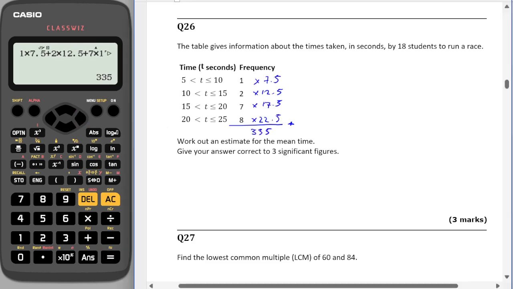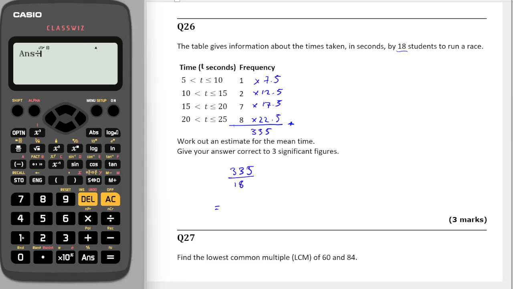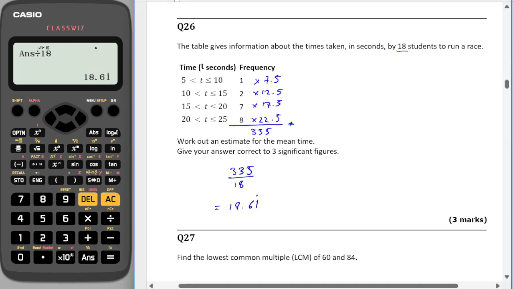So my estimate for the mean is going to be 335 divided by the number, which I can get from here or I can get from here. Either way, it should be 18. That is 18. So divide that by 18, gives me a value of 18.61 recurring. So to 3 significant figures, that's going to be 18.6, and that's seconds.